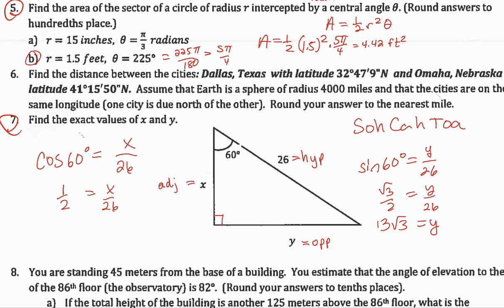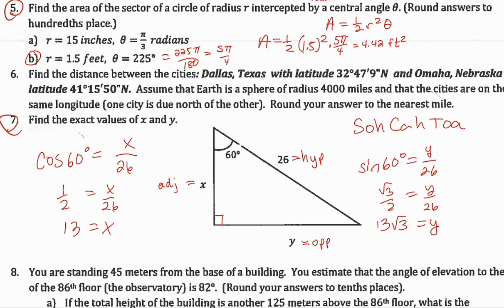Cross multiply, 1/2 times 26 is 13. But if you did the Pythagorean theorem, you would also get 13. Do we have to have radicals? Yes, when it says exact values, you're going to want to have radicals in your problem. If it didn't say exact values, it might say round to the nearest whatever. Then you can use a calculator.